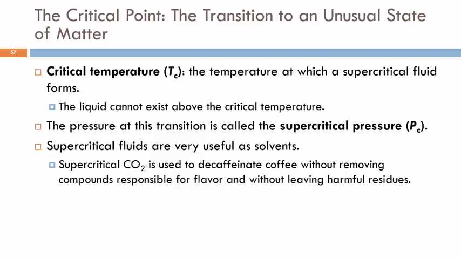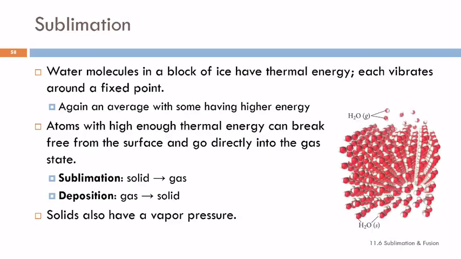So we have a critical temperature and a critical pressure. And above that critical temperature, you can't have a liquid. And we'll look at some phase diagrams where we'll see that for a couple of different substances.